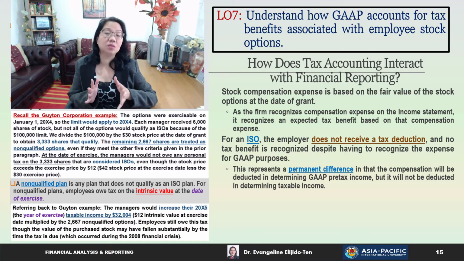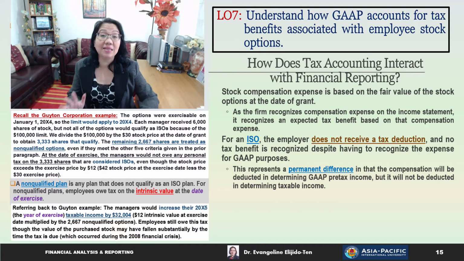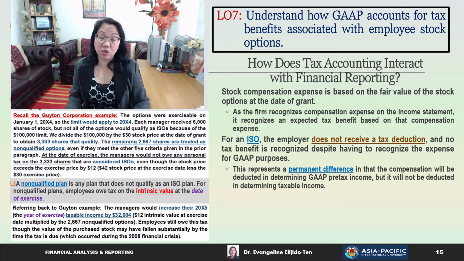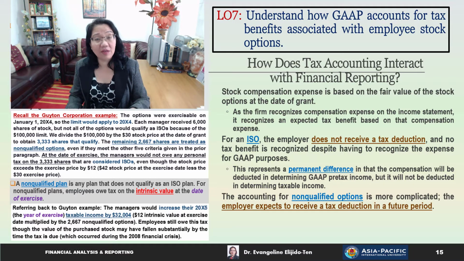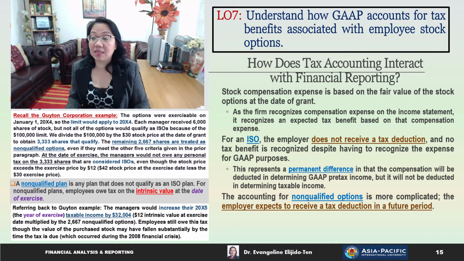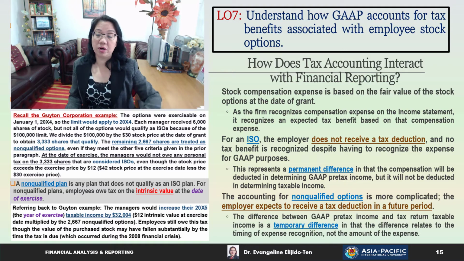So this will represent the permanent difference because the compensation will be deducted in determining the GAAP pre-tax income, but it will not be deducted in determining taxable income. The accounting for non-qualified options, on the other hand, is a bit more complicated because the employer expects to receive a tax deduction in a future period.